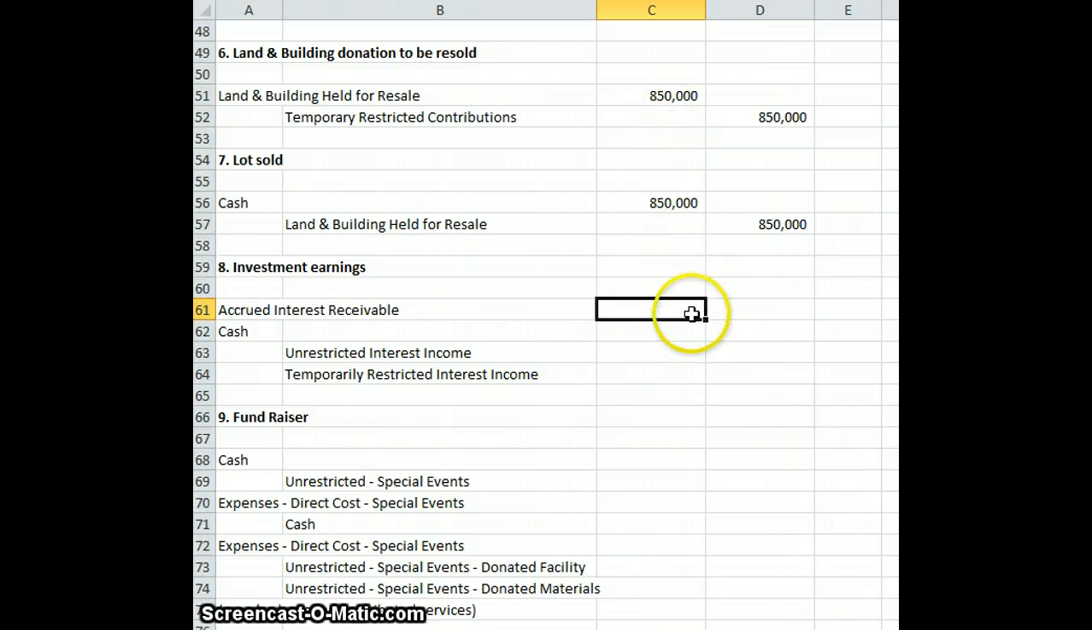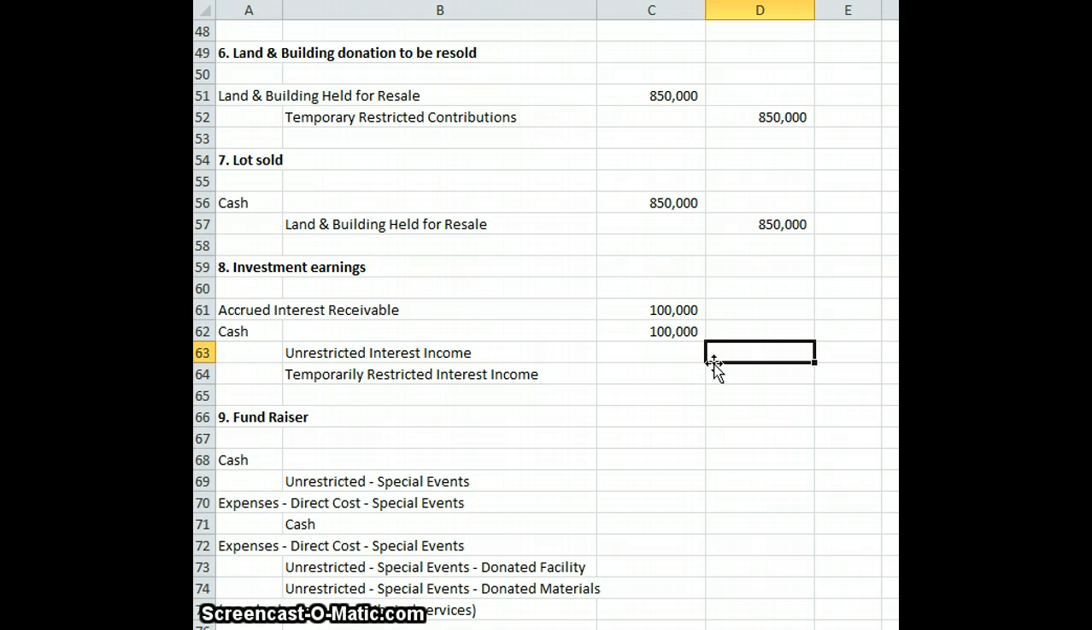So what we're going to have here is a total of $100,000 accrued interest receivable. So we have an interest receivable in the books. Again, nonprofit accounting is following an accrual type of basis. So we're recording these entries even though we haven't actually received the cash in some cases. Our cash earnings were $100,000 also. Okay, so that's going to increase our cash.